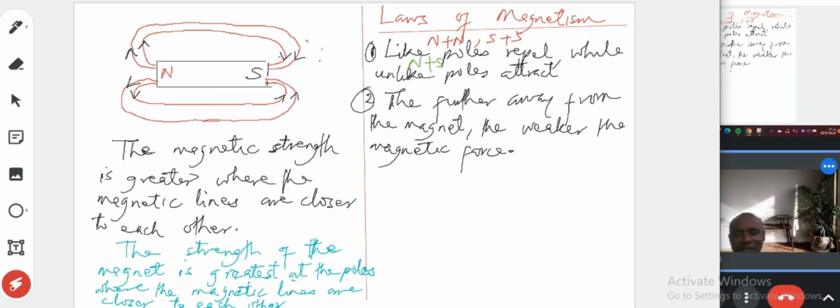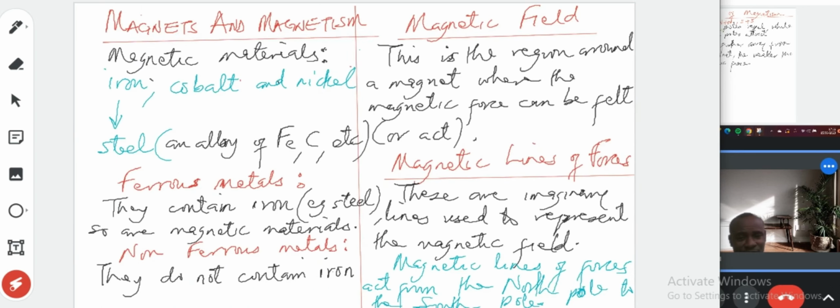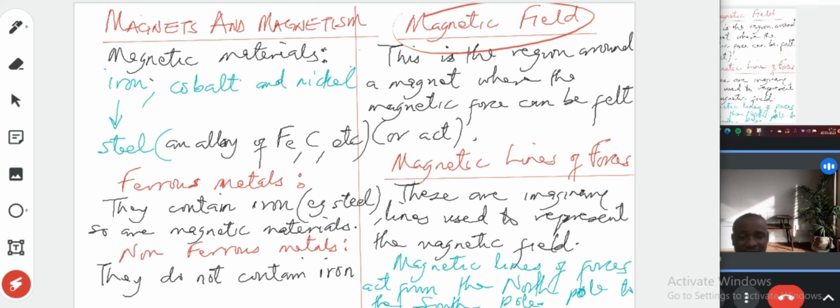Beautiful. This is the shape of the magnetic field around a bar magnet. And I did tell you, if you remember, go to page 1. Let me do a very quick overview. Page 1. I told you that the magnetic field is just the area or the region around a magnet where the magnetic force can be felt, or where the magnetic force acts. We represent magnetic field using lines we call magnetic lines of forces. These are imaginary lines that run from the north pole to the south pole.